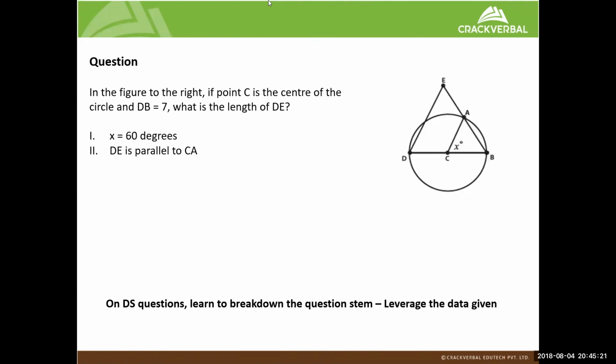Guys, just a small clue out there. On geometry, the biggest trap is the trap of assumptions. Okay, so just make sure that you don't assume certain things when you get to an answer.